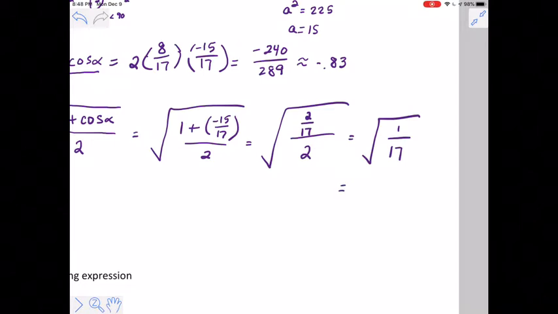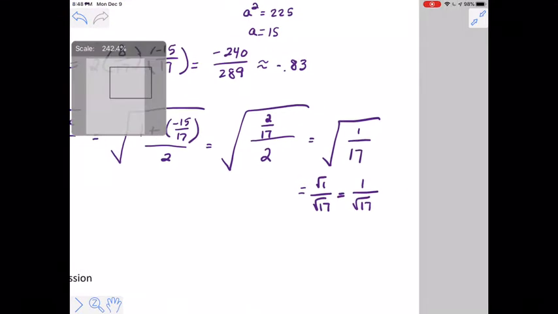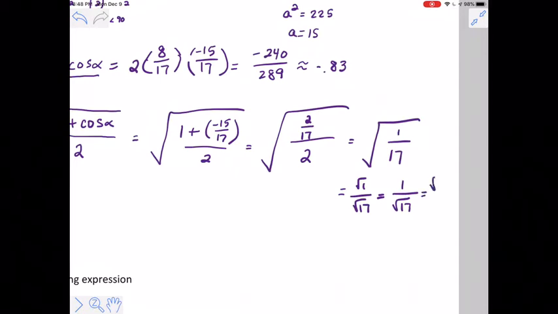And now, if you have a square root of a fraction like we have here, then we can separate it into 2 square roots, one of the numerator and one of the denominator. So it's 1 over the square root of 17, or square root of 17 over 17.